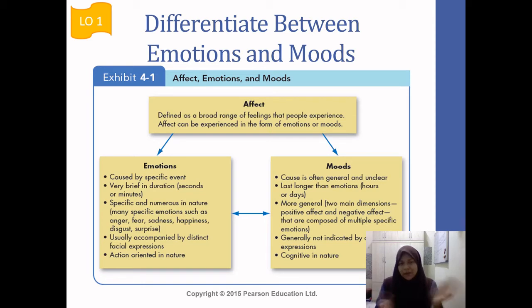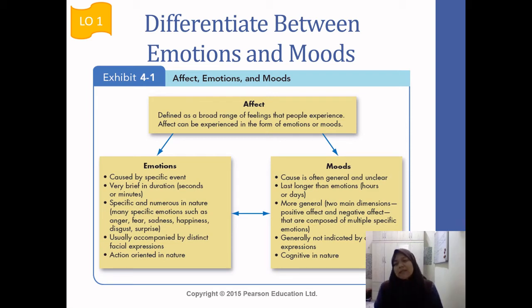Now, emotions, kalau you tengok, this is the difference between moods and emotions. Emotion is something caused by a specific event. It happens specifically on something. You feel that after something happened, right? So mood is caused by something general or unclear. You never know what the causes are, okay? Emotions are very brief in duration. Sometimes it can be seconds or minutes, but mood lasts longer than emotions. Sometimes it takes several hours, sometimes days, okay?